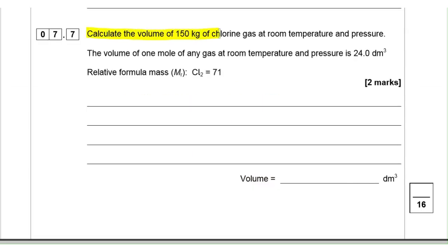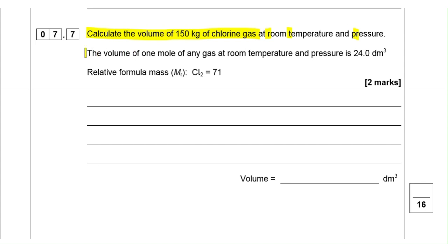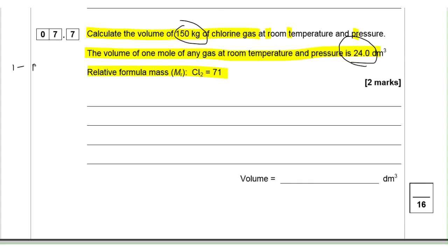7.7. Calculate the volume of 150 kilograms of chlorine gas at room temperature and pressure. The volume of 1 mole of any gas at room temperature and pressure is 24.0 decimetres cubed. You've got the formula mass for chlorine there, 71, and it's a 2-mark question.